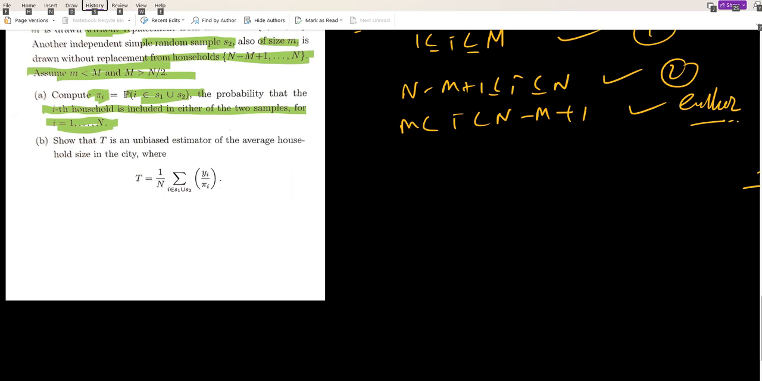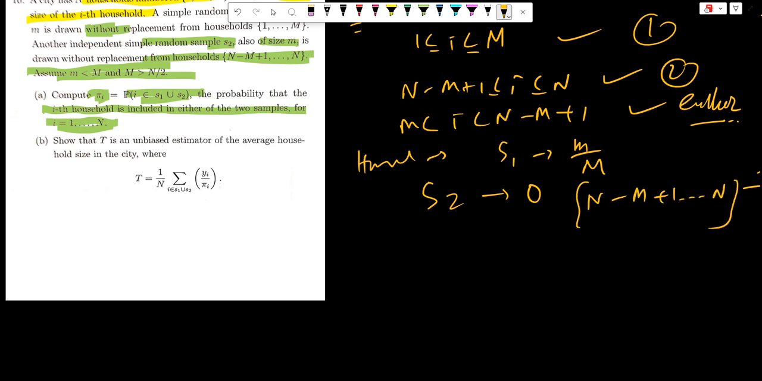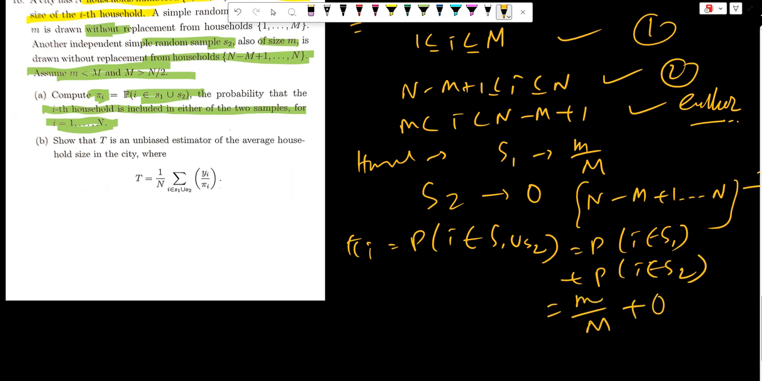So now in the first case सब लोग क्या लिख सकते हैं? So the household i is included in the sample S1. So that is m by capital M. So the probability of the household i being included in sample S2 is 0, because S2 is drawn from n minus m plus 1 up to n in this pool. So this is pi i. So probability of i in S1 union S2 is the probability of i in S1 plus the probability of i in S2, which is m by M plus 0, so m by M. Okay.